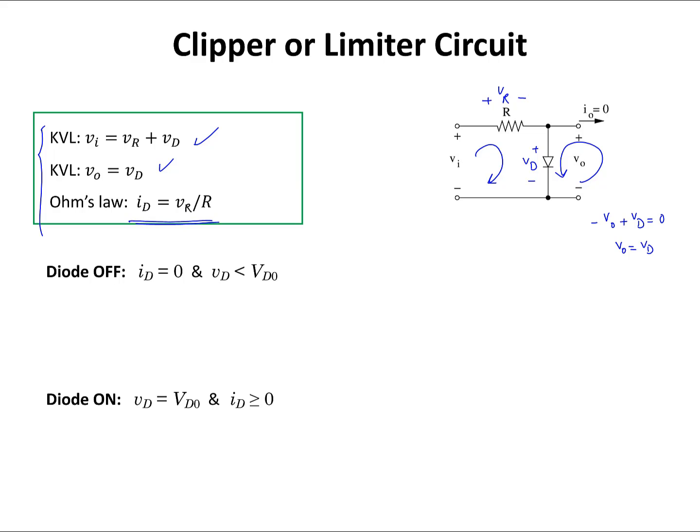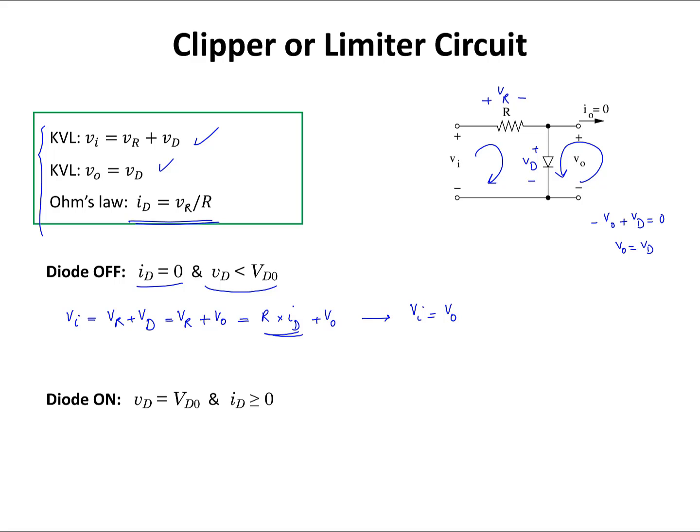Now I have one diode, so there are two possible states for the diode. Either the diode is off or on. If the diode is off, the current through the diode is going to be equal to 0 in the piecewise linear model, of course, and the voltage across the diode is less than VD naught value. Since I have VI equals VR plus VD and VD is equal to V out, I can write VR as R times ID, plus V out. From there, VI is going to be equal to V out. ID is equal to 0.